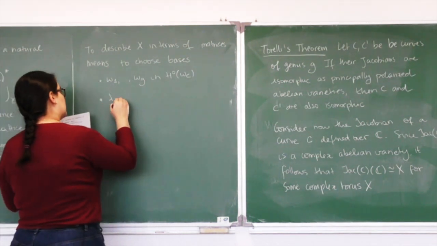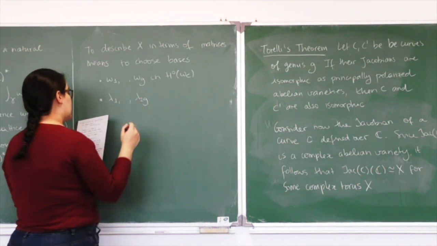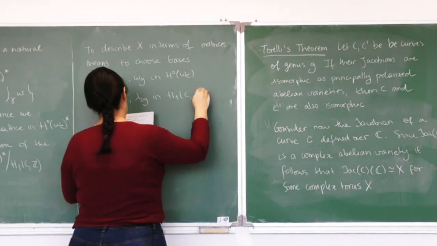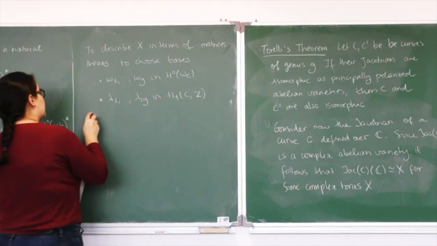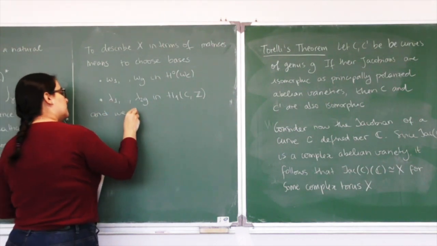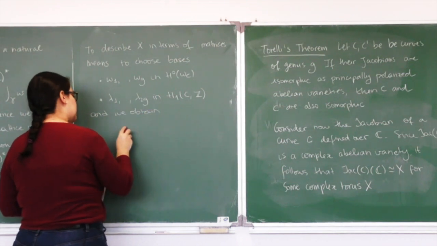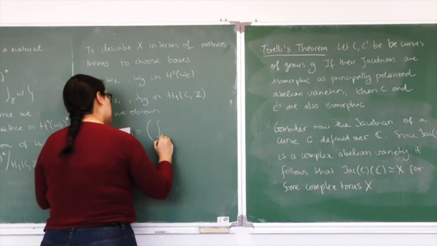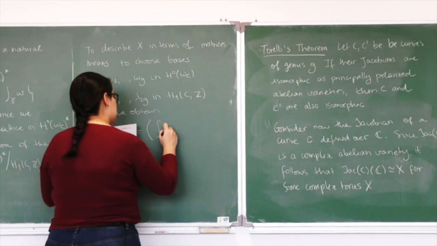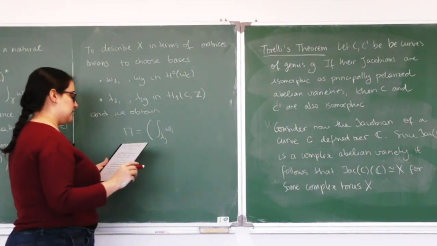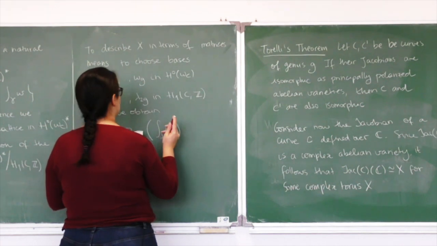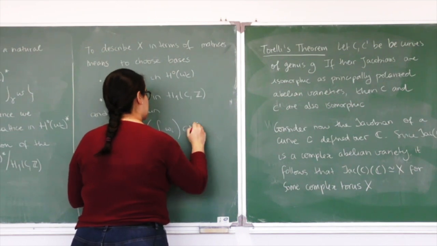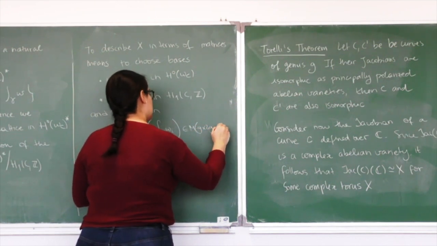And we also take lambda 1, ..., lambda 2g, an integer basis in the first homology group. And we obtain a period matrix that has entries given by the integral over the path lambda j of the holomorphic differential omega i, and this is just a g by 2g matrix with complex entries.